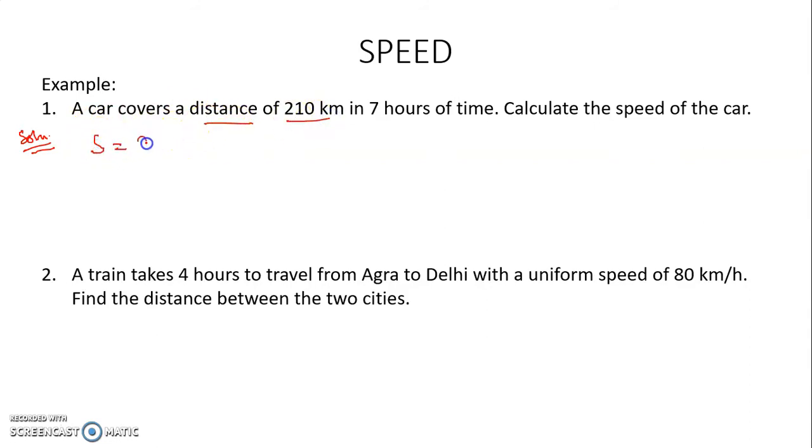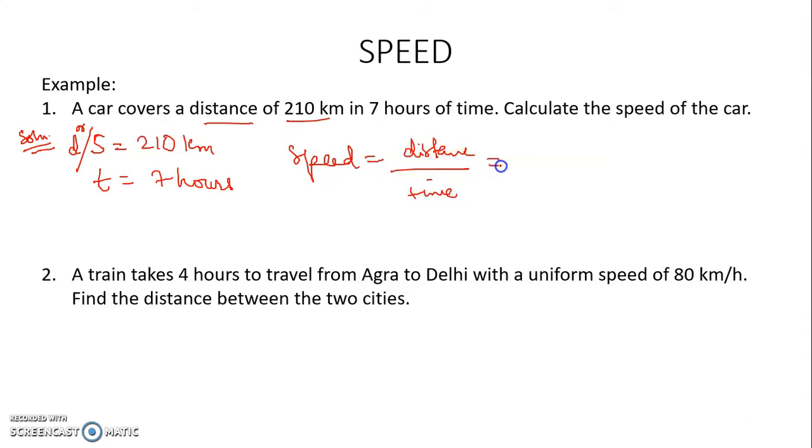We'll write distance is equal to 210 kilometer. In many books, they use the symbol D. Absolutely fine. Whatever you want to use, refer to your book. Okay. So you can write D or you can write S. So 210 kilometer in 7 hours of time. So time is also given to you. What is it? 7 hours. All right. Calculate the speed. We know what is the formula for speed. It is distance by time. So distance is given to us, 210, and time is given to us, 7, right?